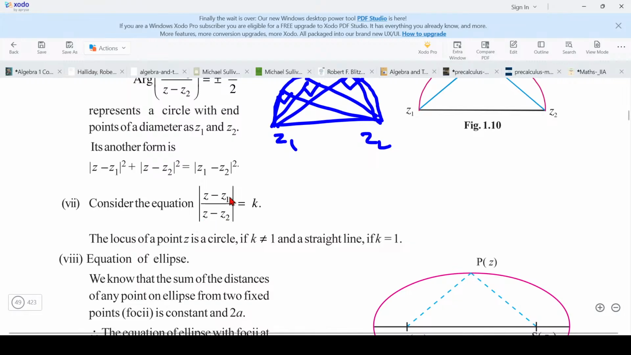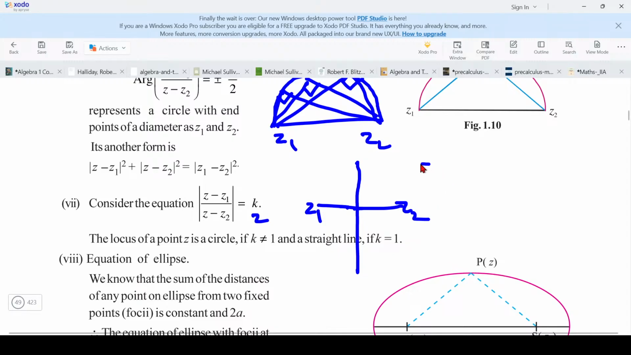Okay. Now, here, mod of Z minus Z1 and mod of Z minus Z2. That means this length by this length equals a constant. There is some Z1, there is some Z2. Okay. This length Z minus Z1. Let's say if k equals 1, what does that mean? This distance and this distance are equal. So then Z is actually this straight line, right? Okay. Now, if k is not equal to 1, let's say k is 2 or something.